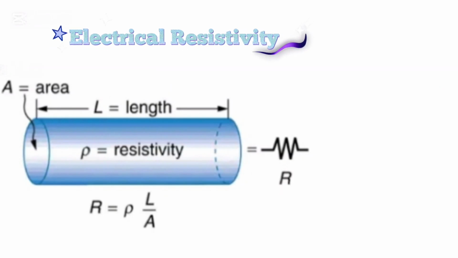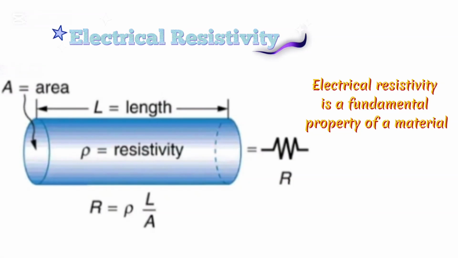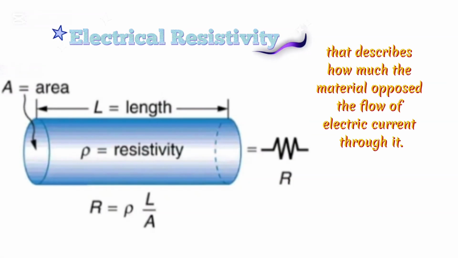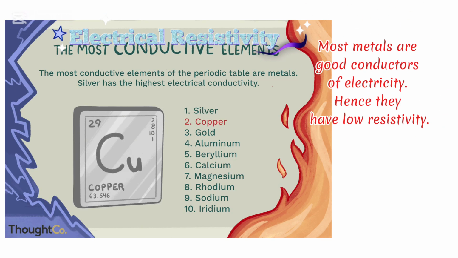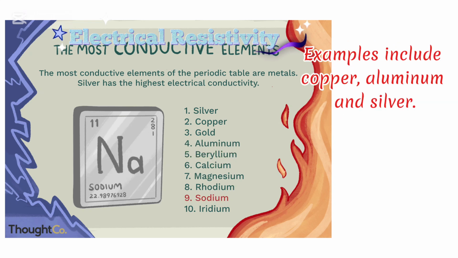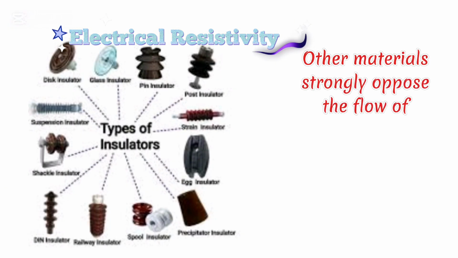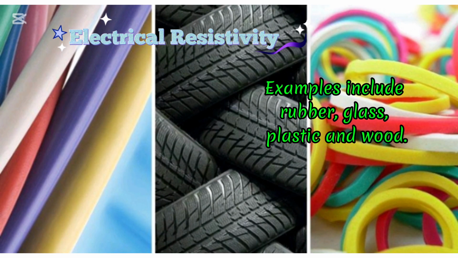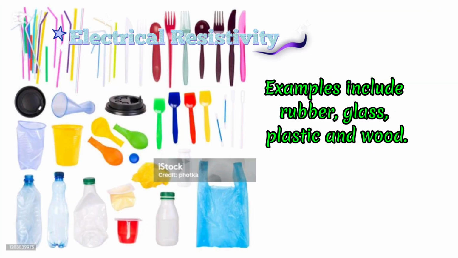Electrical resistivity. Electrical resistivity is a fundamental property of a material that describes how much the material opposes the flow of electric current through it. Most metals are good conductors of electricity, hence they have low resistivity. Examples include copper, aluminum, and silver. Other materials strongly oppose the flow of electric current. These are known as insulators, and they have high resistivity. Examples include rubber, glass, plastic, and wood.